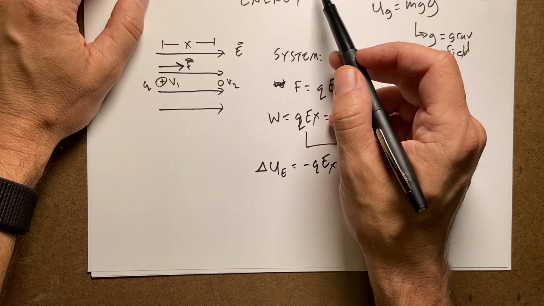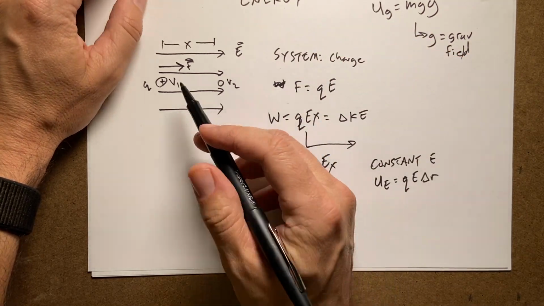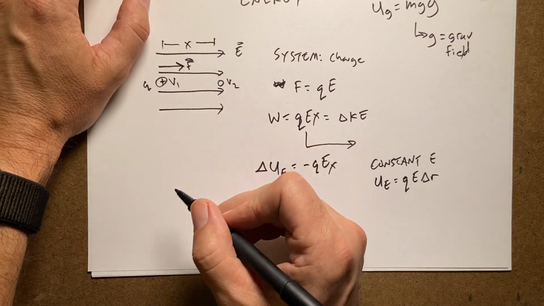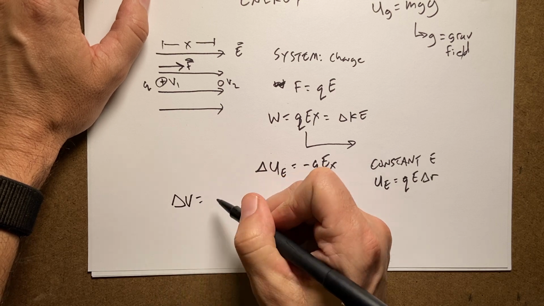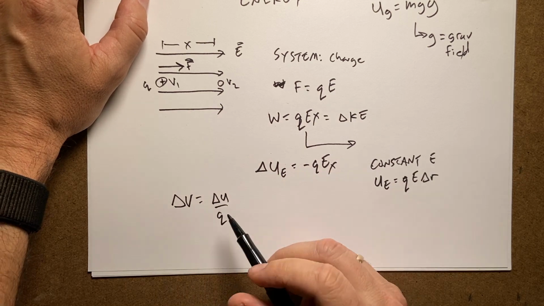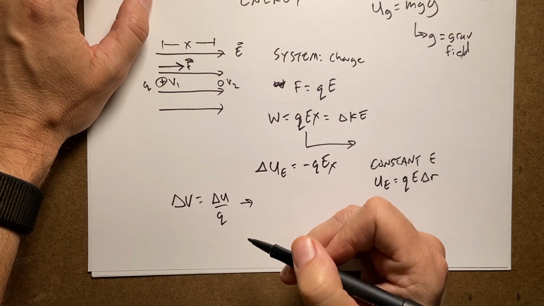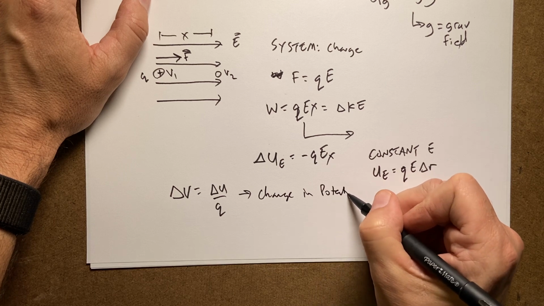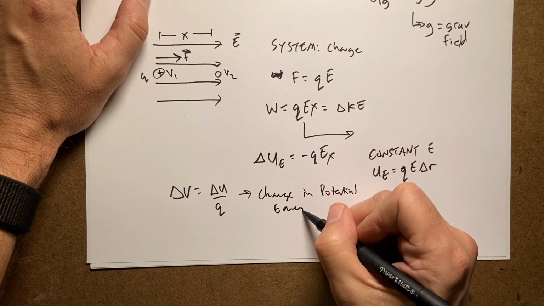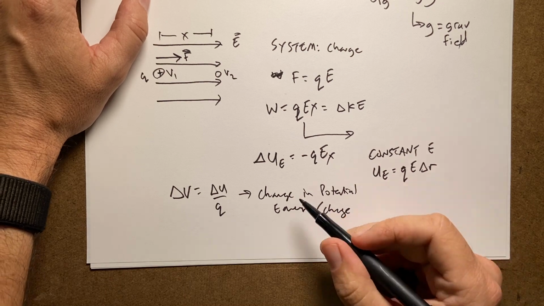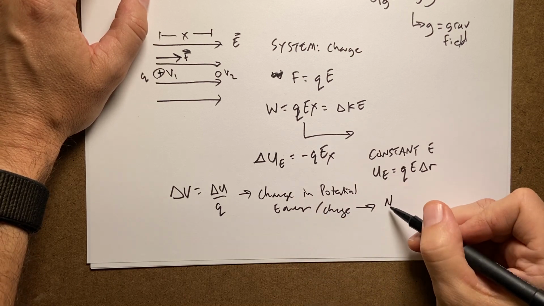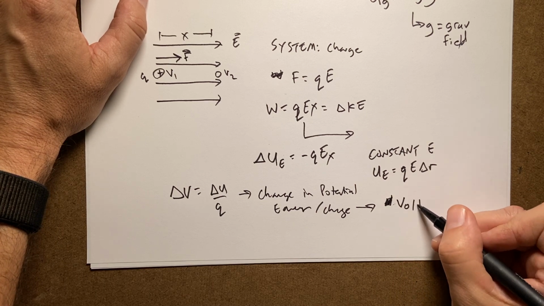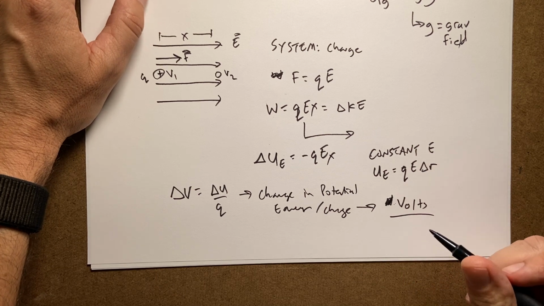But what about electric potential? So this is where we say, what if I look at the change in energy per unit charge? Then I get delta V equals delta U over Q. So electric potential is the change in potential energy per charge. And this is going to be measured in, let's see, volts. I'm sorry, volts. That's it. And that's what the electric potential is.